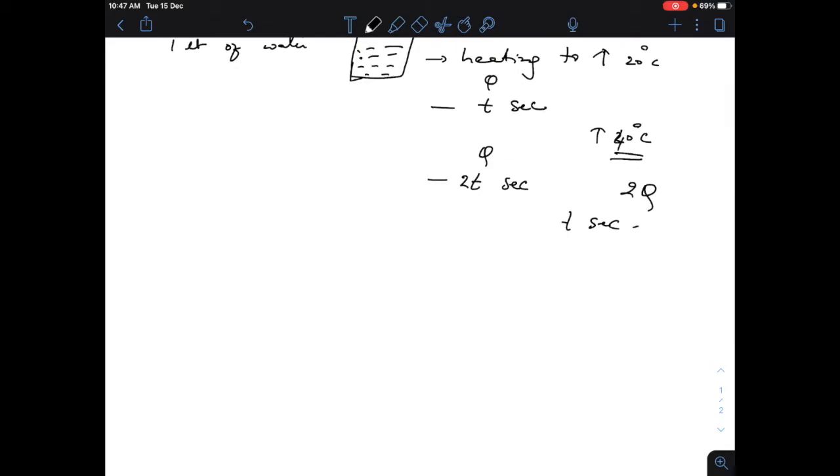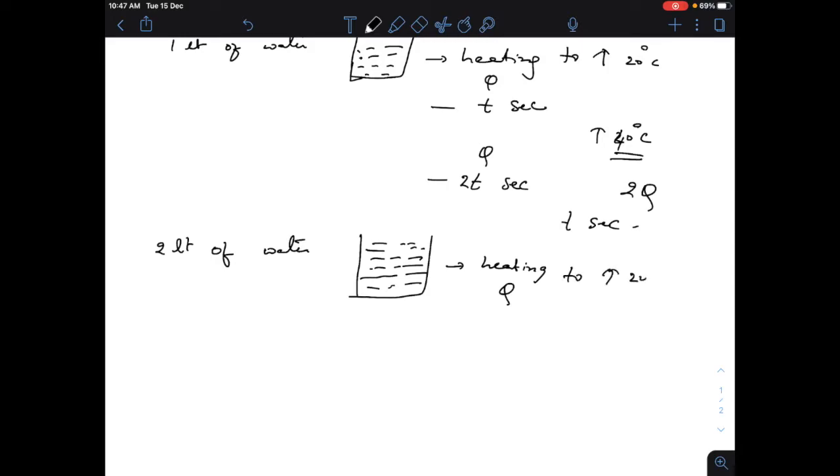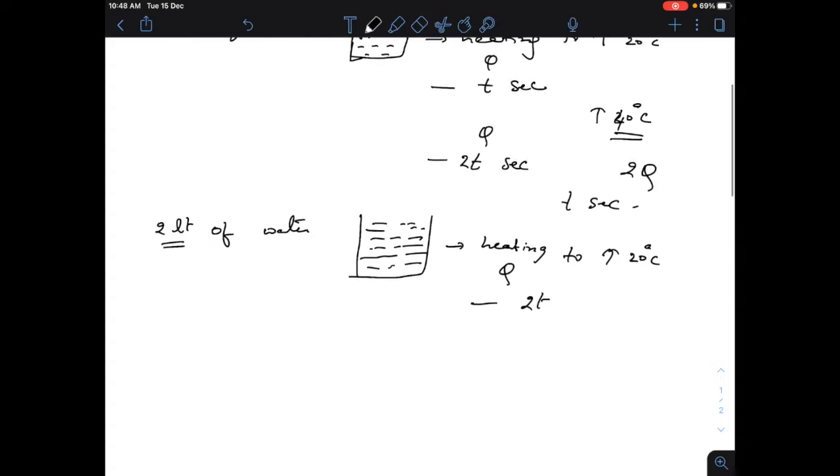Let us say now I double the water, so 2 liters of water now, with the same heating arrangement, and I supply the same heat to raise it to 20 degrees centigrade again. Then the time taken will be 2t, twice the time, because here we have doubled the quantity of water.